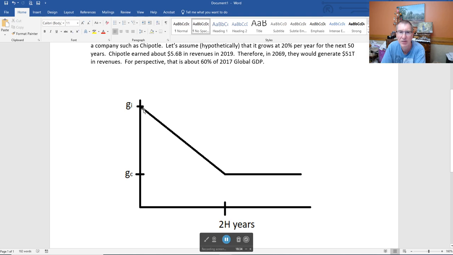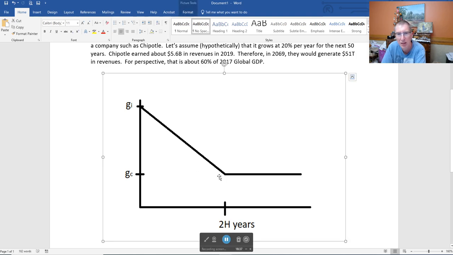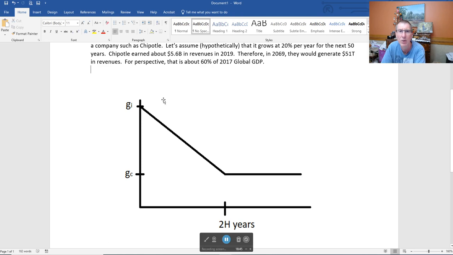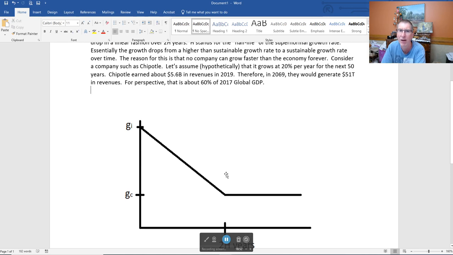So the H model doesn't say growth is going to drop like this. It doesn't say growth is going to go up here and down. It doesn't say growth is going to bounce all over. Instead, what it says is growth is going to just gradually go down in a linear fashion over 2H years, where H is the half-life.